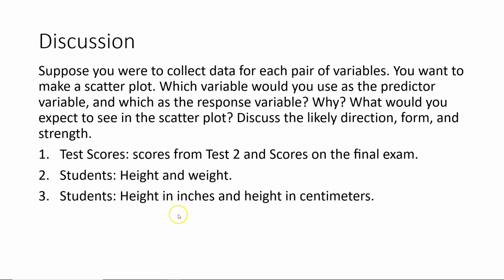Because all we're doing again is changing the units for height. The last example, shoe size and GPA. I don't think there's any correlation at all between these two things, so you could pick either one as the predictor or response variable. I would expect the scatter plot to show no linear correlation and no direction, form, and strength associated with that particular example of those two variables.